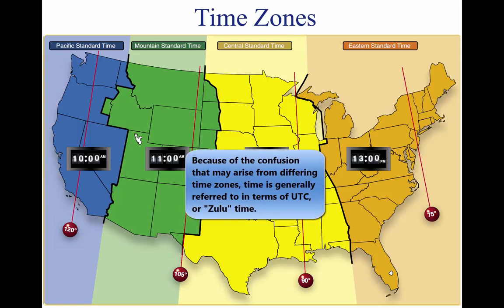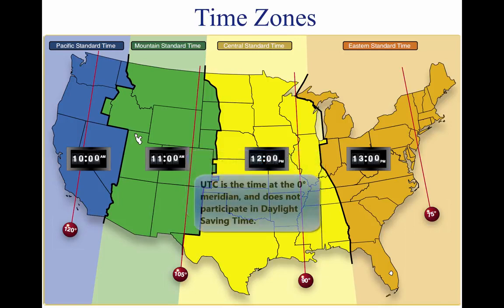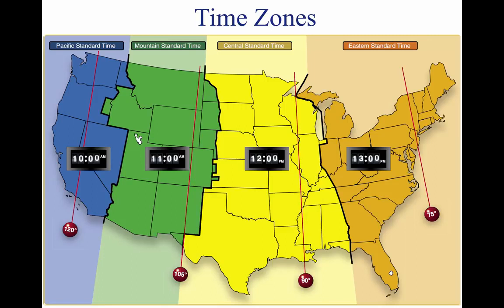It is called Universal Coordinated Time, UTC, and is often referred to as Zulu time. UTC is the time at the 0-degree line of longitude, which passes through Greenwich, England. All of the time zones around the world are based on this reference.